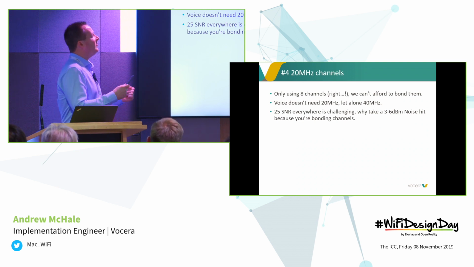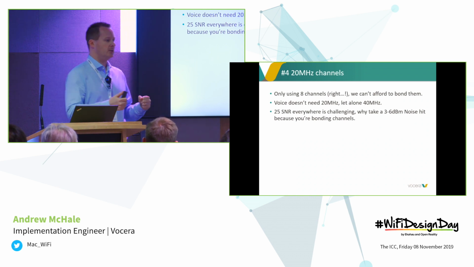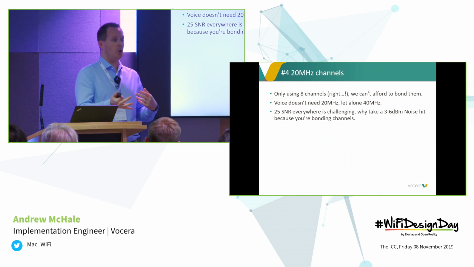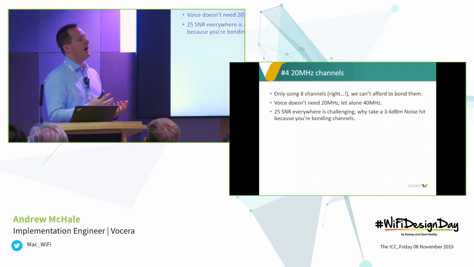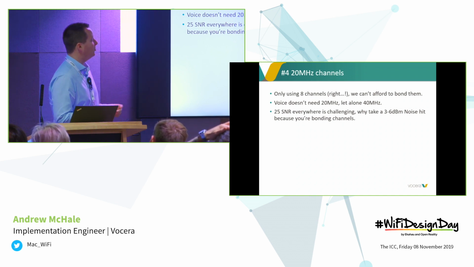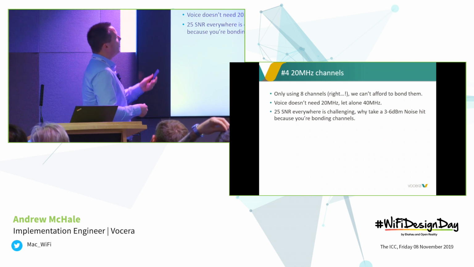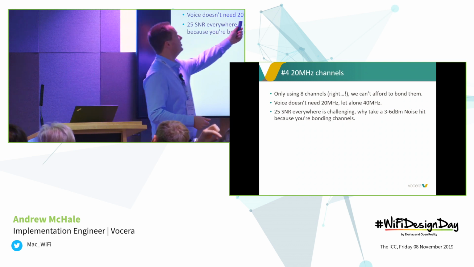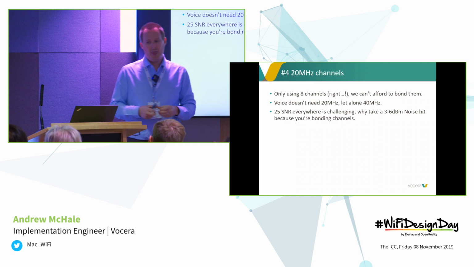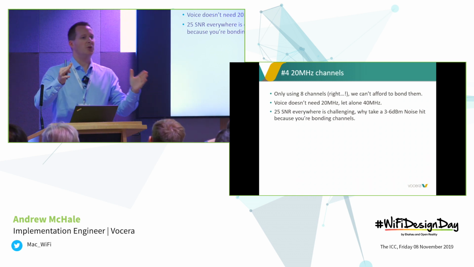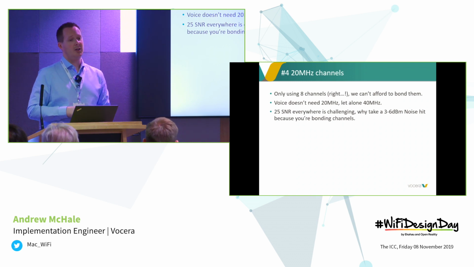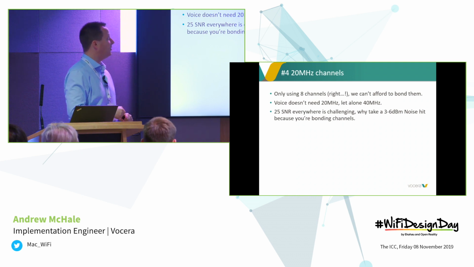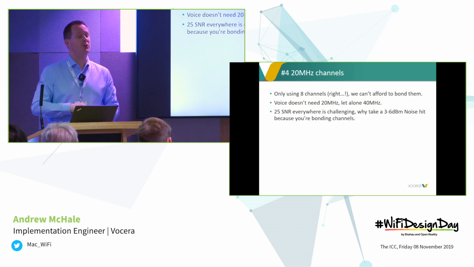And also 25 SNR, which is basically the equivalent of having minus 65 dB signal with minus 90 noise. 25 SNR, which is another figure banded around as what you want to achieve. That can be hard to achieve. But when you bond your channels, so when I go, right, I'm going to stop using 20 megahertz, I'm going to start using 40, you've basically doubled the width of noise coming into that antenna. So you've actually taken a 3 dB noise hit. So your noise floor is increased by 3 dB because you've gone to 40 megahertz. If you then go to 80 megahertz channels, you're taking on an additional 6 dB of noise you don't need.